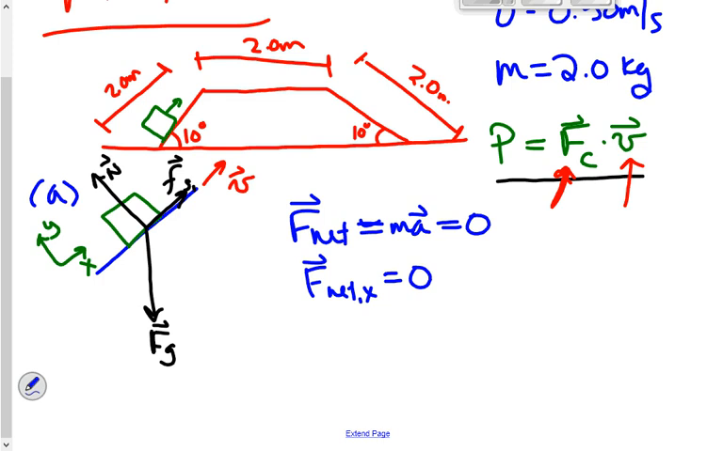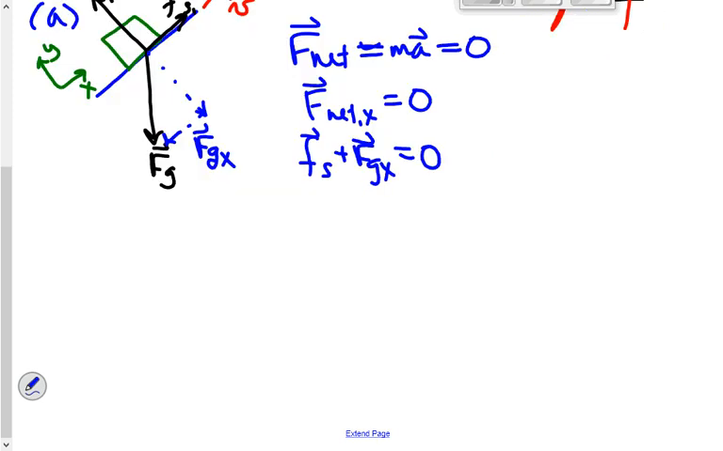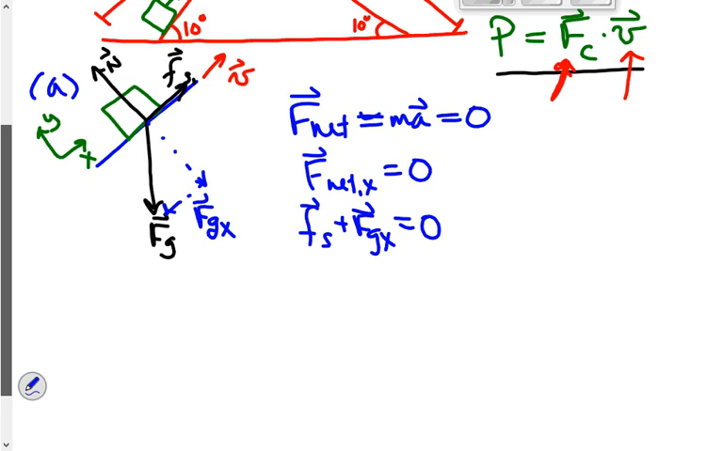And what are my forces in the x direction? So I've got Fs, and I have a component of the gravitational force. And I can break that down here like this, so that this will be FGX. Okay. So FS, positive or negative, FGX, positive or negative. So I can see that FS is going to be equal to FGX.